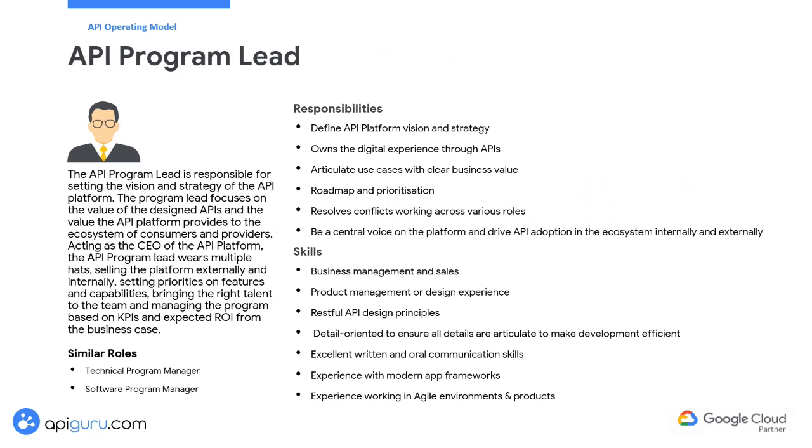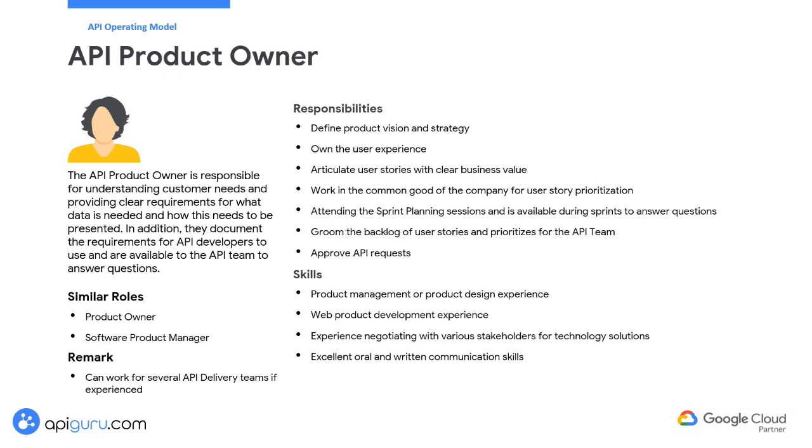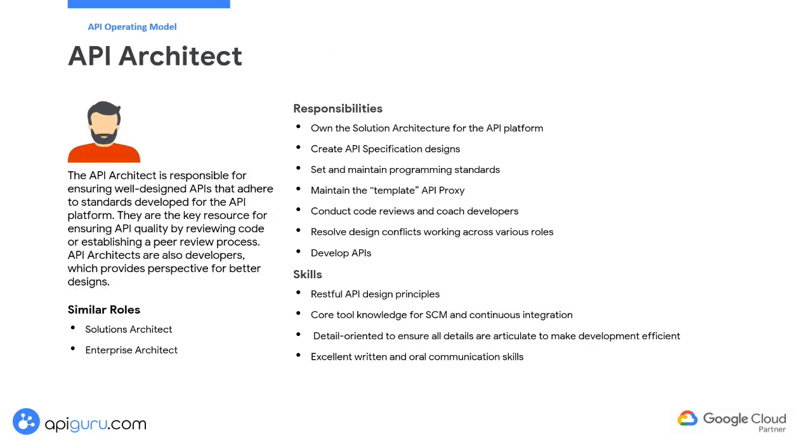The API program lead sets the API platform's vision and strategy. The program lead focuses on the value of the designed APIs and the value the API platform provides to the ecosystem of consumers and providers. The API product owner is responsible for understanding customer needs and providing clear requirements for what data is needed and how this needs to be presented. The API architect owns the solution architecture for the API platform. They create API specification designs, help determine and maintain standards, and enforce RESTful API principles, security principles, and regulatory requirements through governance.